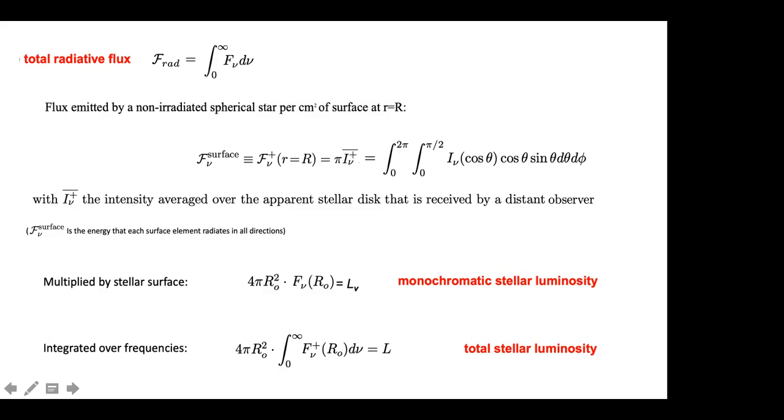But it was interesting to link this total stellar luminosity, that is very used in astrophysics, you will find it frequently, with the quantity we have just defined. In particular, the flux that you can integrate on a star, and then what you obtain is per unit area. So you multiply by the stellar surface to have the monochromatic stellar luminosity, and then you have the total luminosity. Okay.